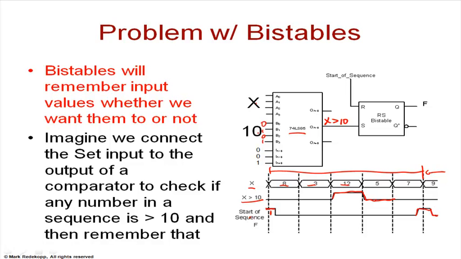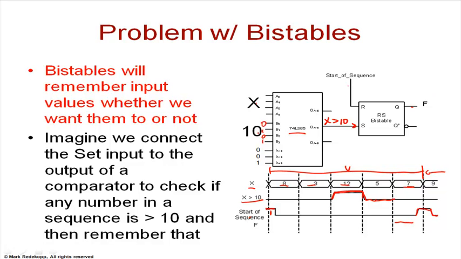But I want to build a circuit F that at the very end of the sequence, way out here, F will still be true, or 1, saying, yes, I saw a number at this point in time that was greater than 10. I want to remember when I see a number greater than 10. So what I'm going to do is feed it into the set input of a bistable. Because if I ever turn this on, then I'll force F to a 1. But then once I turn it off, it will be remembered. Let's see how this works.